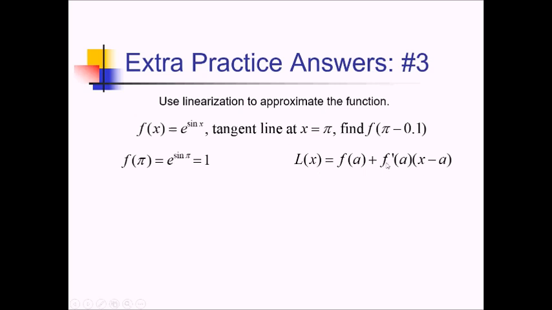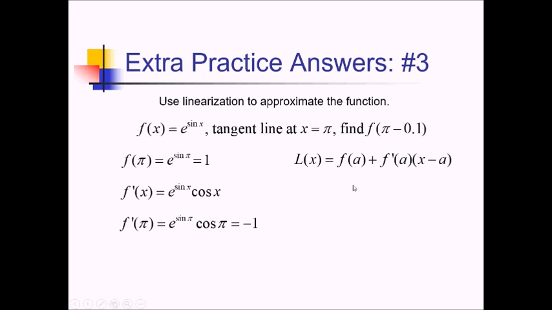Next, we need to find f prime of pi. Let's start by finding just f prime of x. We need a chain rule on this. Our outer function is e to the something, so the derivative of that is going to be e to the something, e to the sine of x in this case, times the derivative of the something, derivative of sine, which is cosine of x. And now plugging pi into all of that, we saw earlier that e to the sine of pi was just 1, so we've got 1 times cosine of pi. Cosine of pi is -1, so this whole thing comes out to -1.